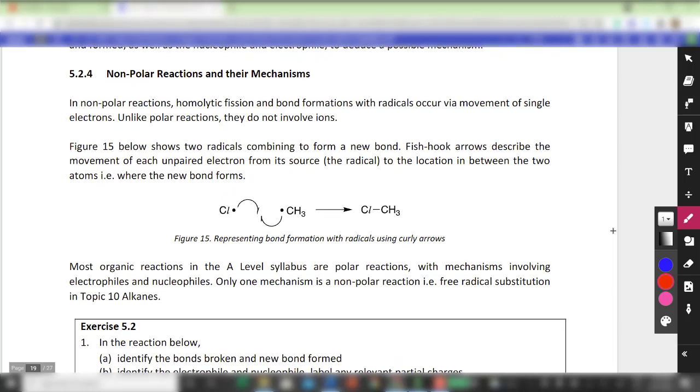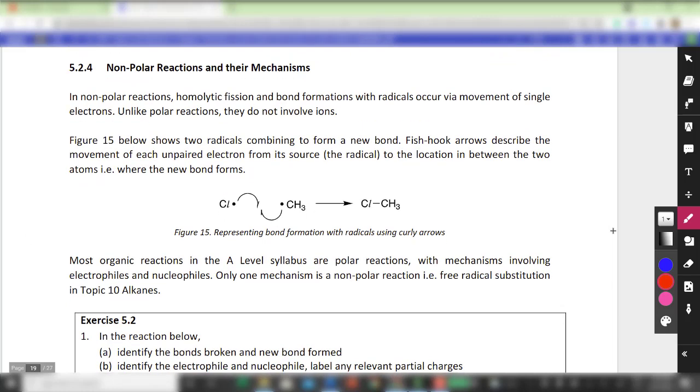For non-polar reactions, usually it's radical based. Like what I mentioned just now, the combination of these two single electrons will give rise to a new covalent bond. So this single electron is pushed towards the other single electron. Normally we showcase both half arrowheads rather than just a single half arrowhead. The convention for H2 is usually to showcase two fish hook arrows, or two half arrowheads.